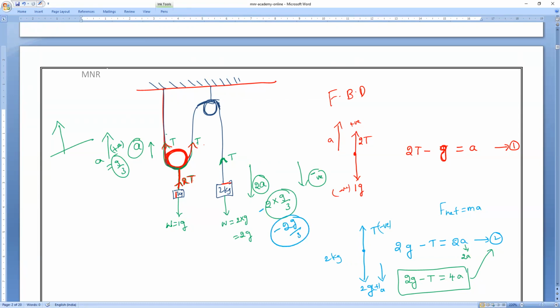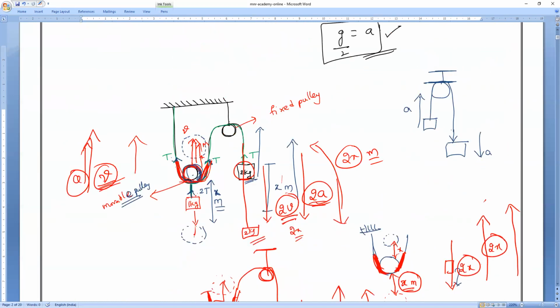Clear, everybody? Understand or not? Please respond. See, keep everything in mind. If this body goes with velocity V upward, this body will come down with 2V velocity. If the body's acceleration is A, this body's acceleration is 2A. If the body moves X meters upward, this body will move 2X meters downwards. Understood, all of you? So please keep it in mind.